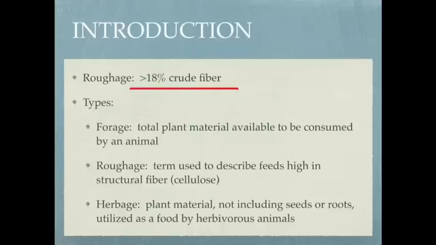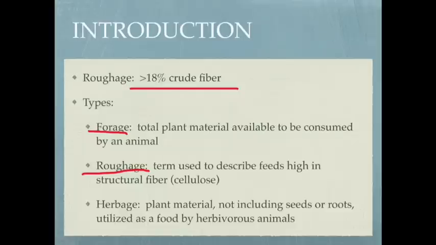There's three general types of roughages that we deal with. A forage is an example, that is the total plant material available to be consumed by an animal. This could come in the form of grasslands, hay, or silage. Typically those are the forages we'd see fed to animals. A roughage itself is a term just used to describe the feeds high in fiber, like that feed class of roughage. However, not all roughages are forage. I think I can safely say all forages are roughages, but not all roughages are forage.